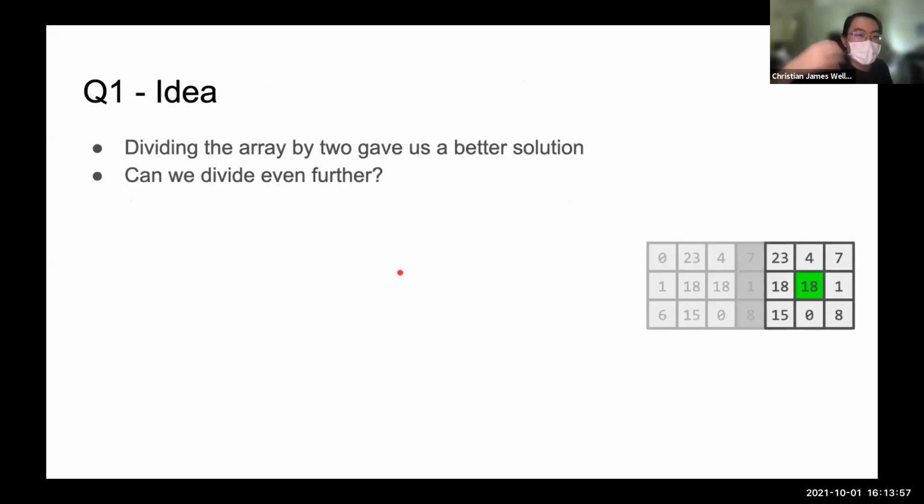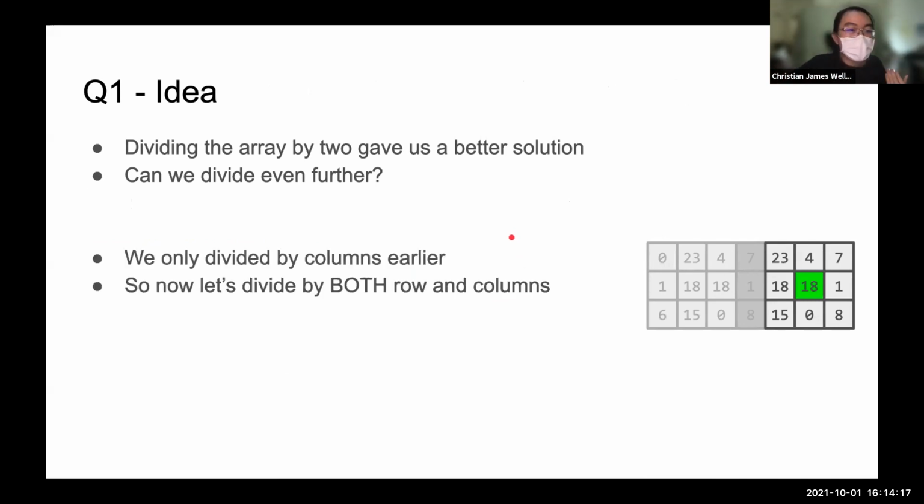So here's an idea. Just now we divided the array by 2, by column. It gave us a better solution: initially it was quadratic, mn, then it became m log n. So can we divide even further? We divided in one dimension. Now let's try to divide in the other dimension. Instead of just dividing by columns, we try to divide by both the row and columns.